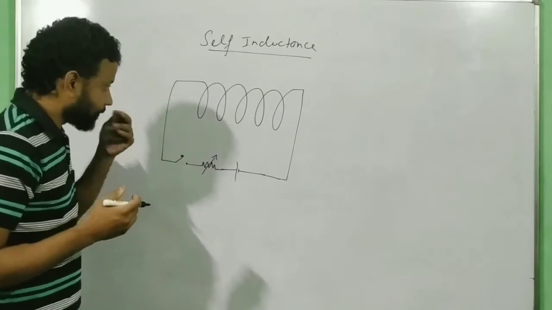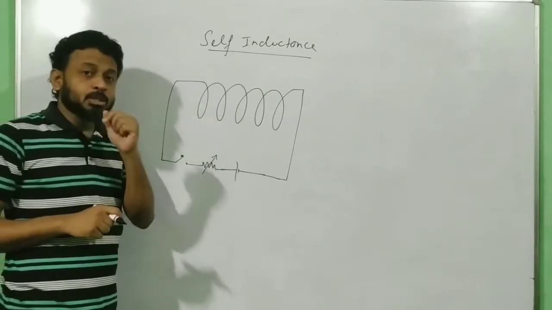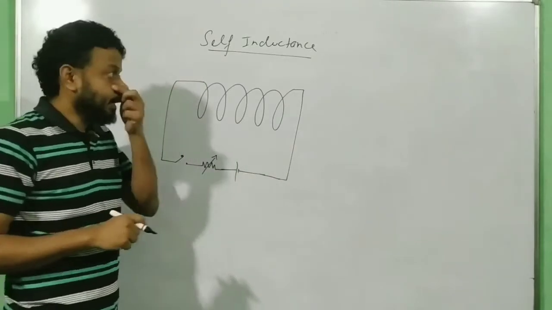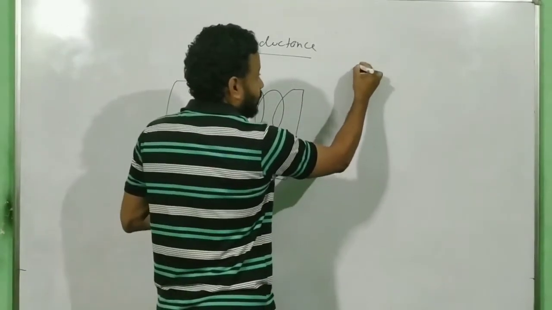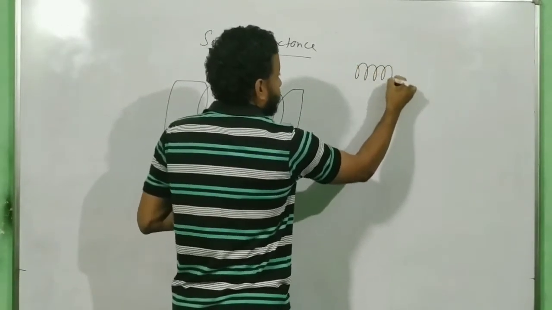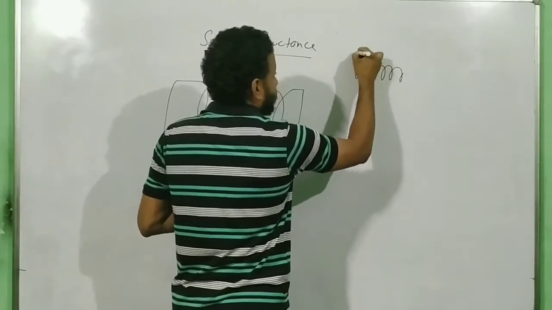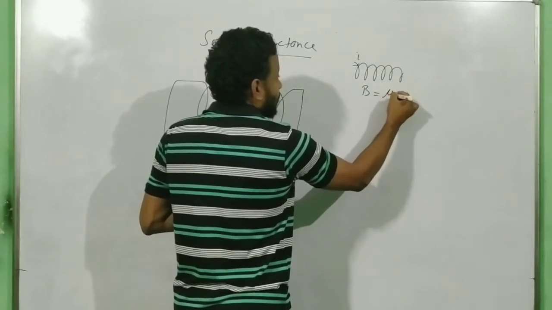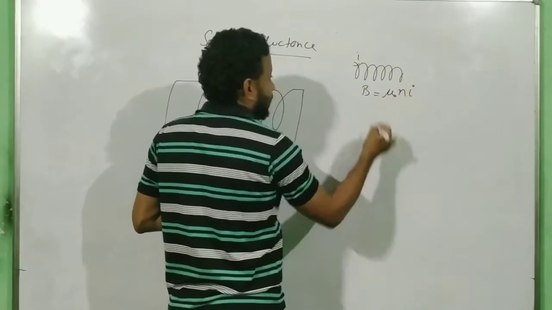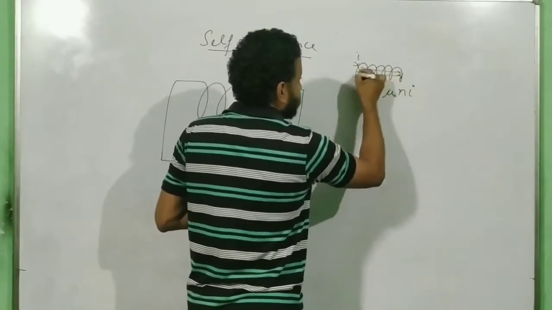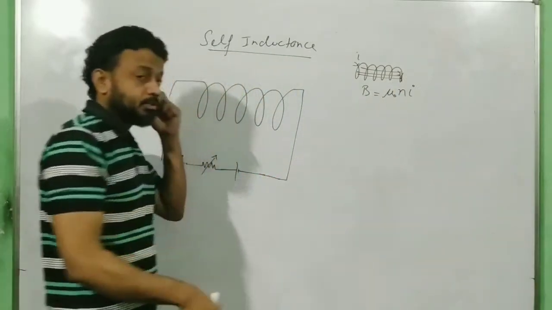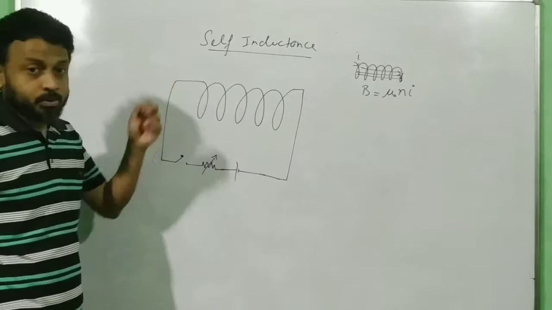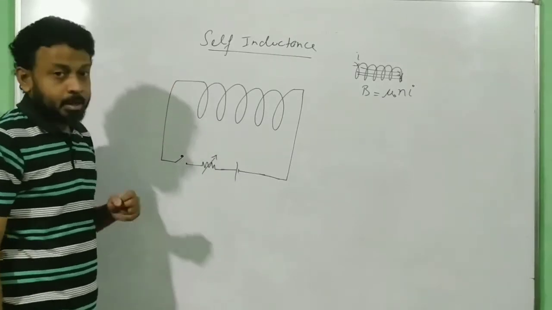We know one thing, that in a solenoid, if a current is flowing, it develops a field. If you try to recall that concept, when a current I is flowing inside a solenoid, the field developed inside the solenoid is mu naught times N I. That field is in this direction, depending upon the direction of current. So if the current is going like this, the field will be in this direction.